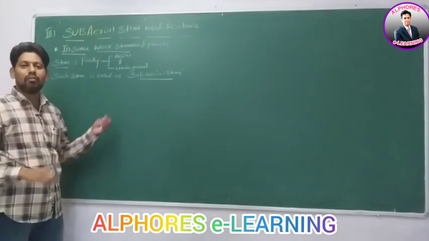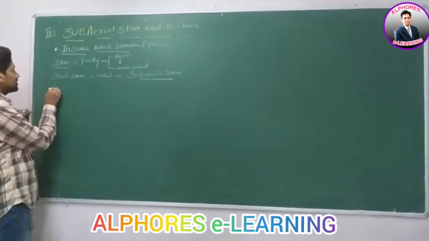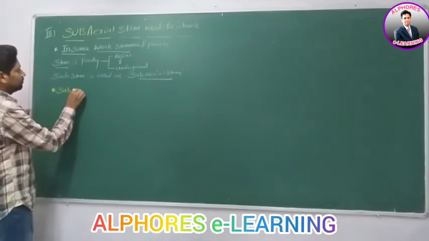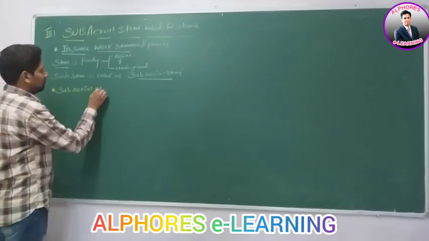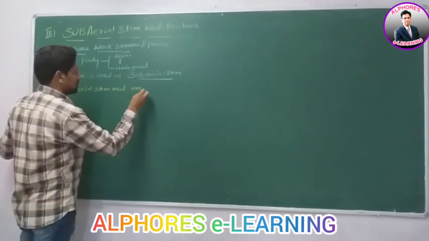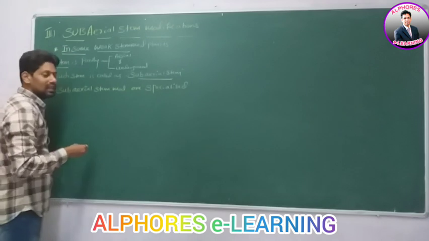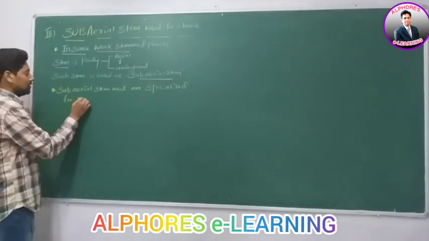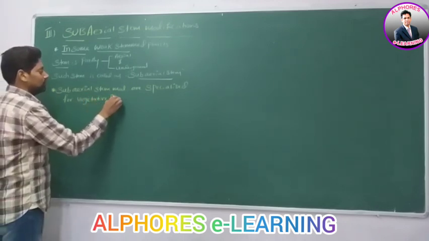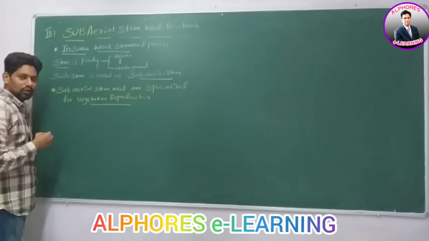Subaerial stem modifications are specialized for vegetative propagation. Subaerial stem modifications are specialized for what? Vegetative propagation. This statement is important. Subaerial stem modifications are specialized for vegetative propagation or vegetative reproduction. Is this statement okay?